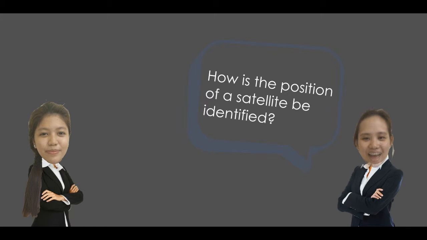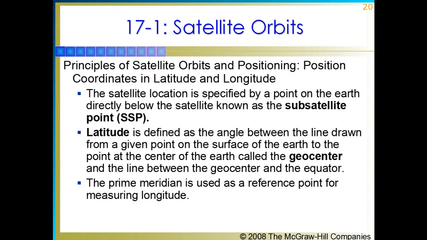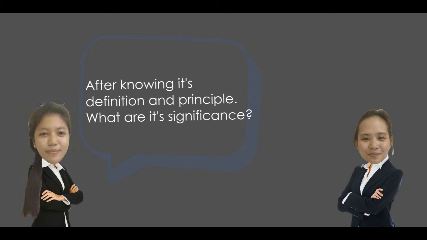How is the position of a satellite identified? To use a satellite, you must be able to locate its position in space. That position is usually predetermined by the design of the satellite and is achieved during the initial launch and subsequent position adjustments. Once the position is known, the Earth station antenna can be pointed at the satellite for optimum transmission and reception.